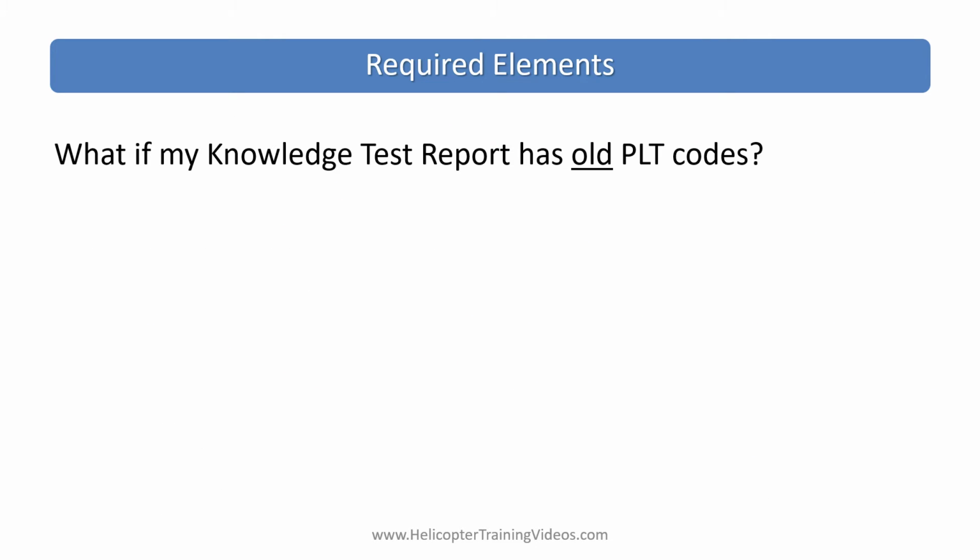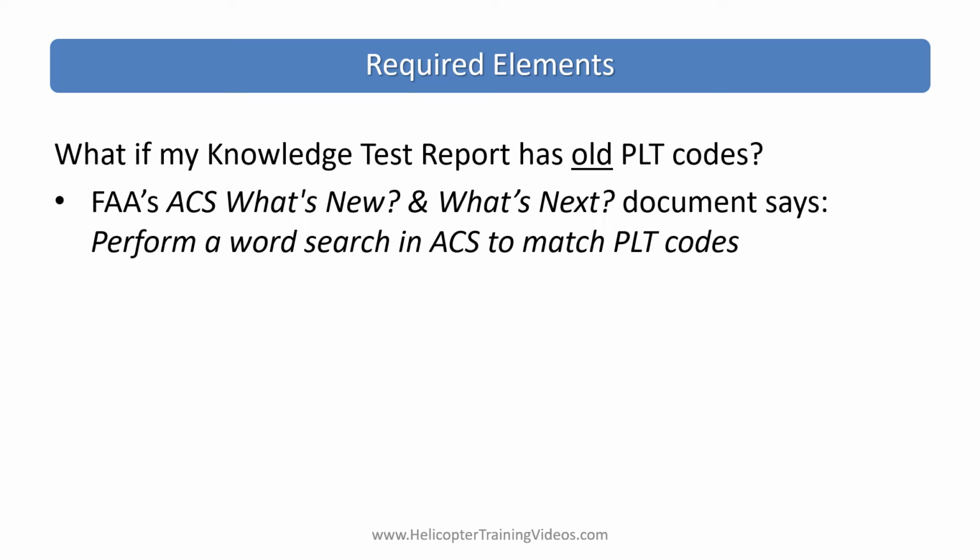So you may be thinking, well, I just took a knowledge test prior to May 31st, and I have the old PLT codes, but my check ride is going to be in the new ACS system. How's that going to work? The FAA have a document called the AC What's New and What's Next, and it suggests a solution to this, which is to perform a word search in the ACS to match the PLT codes.